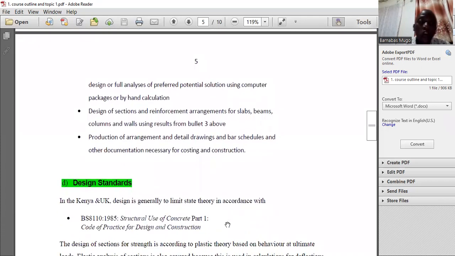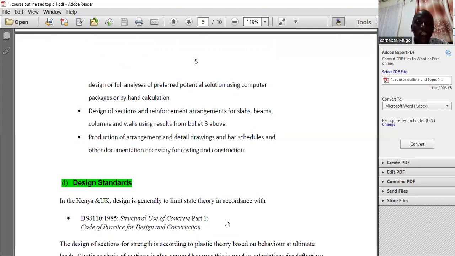Then from there, you need to know the design of sections and the reinforcement arrangement for the slab and the beam, that is, the way they are going to be laid out. You need to know how to connect the points, that is the beam, the slab, the footing, and the column. You need to know each of the cases.